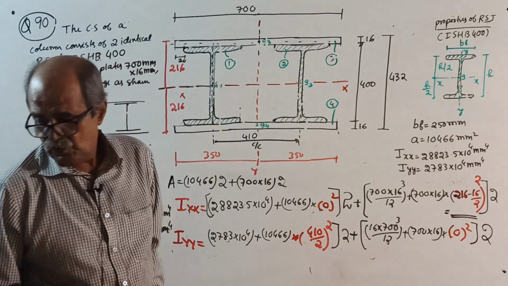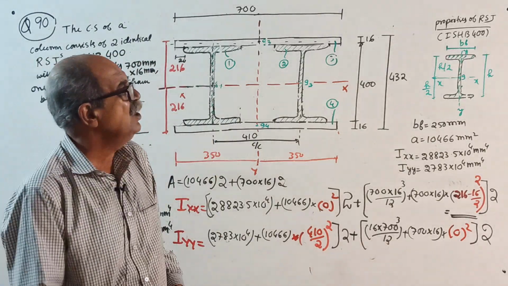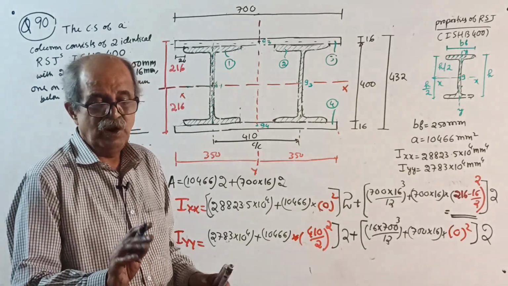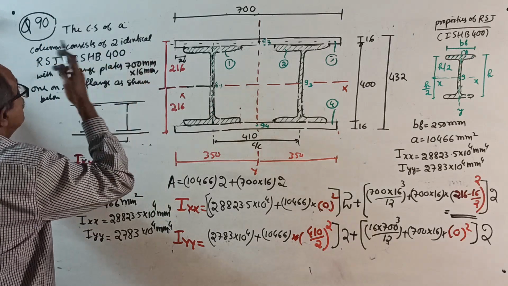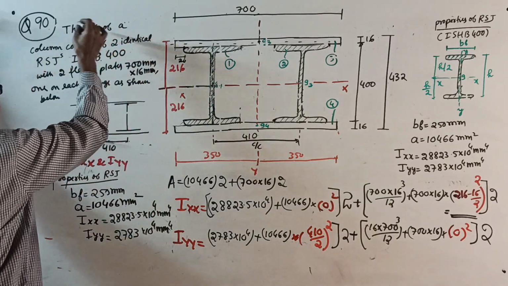Now, one small note, if you want. See, one small note you make: by chance, if the question is given as a cross-section, make a note.